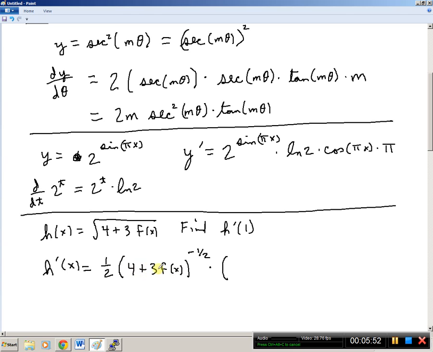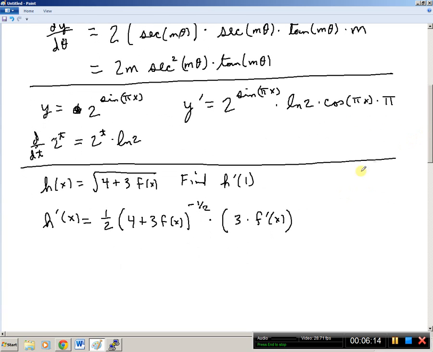Plus, so the derivative of a sum is the sum of the derivatives. What's the derivative of 3 times anything? Well, it's 3 times the derivative of that anything. They didn't tell us what f of x is, so best I can do, f prime of x. Okay, so that's the derivative of h at x. But I'm not really interested in the derivative of h at x. I'm interested in the derivative of h at 1.